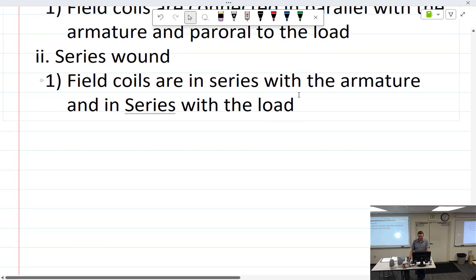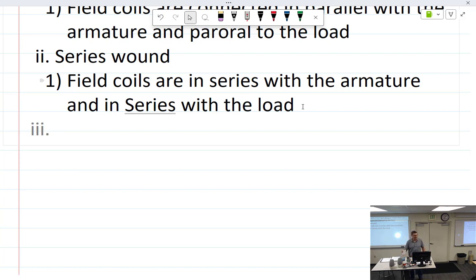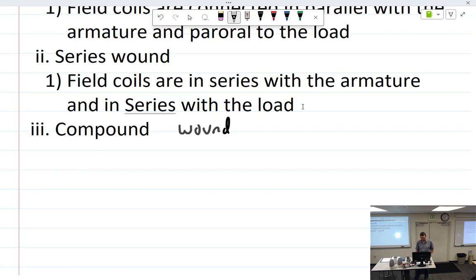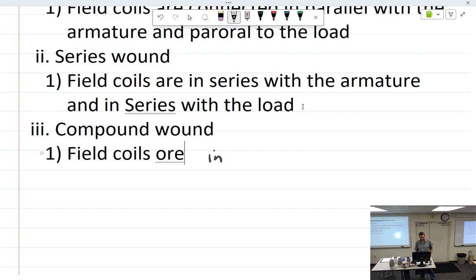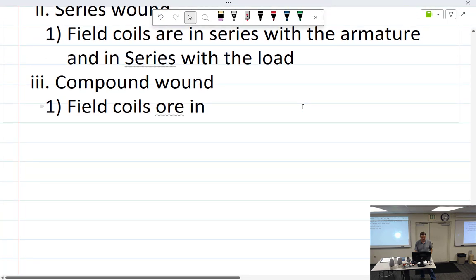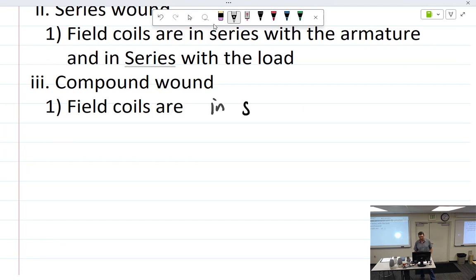Look at me changing pens. Well, what's the next one, Smarty Pants? Series. Wrong. Compound. Compound wound. So field coils are in series parallel with the armature and load. That didn't do what I wanted. Are in series parallel.